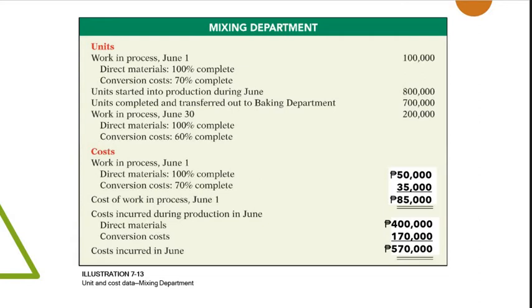So, here it is. Okay, the units is 100,000, remember? So, the work in process, its direct materials is 100%, and its conversion is 70%. Units started into production during June is 800,000. So, units completed and transferred out to the baking department is 700,000. So, the work in process on June 30, you remember, our direct materials is 100% and the conversion cost is 60%. So, how would you convert it into the cost data? Its cost data, direct is 100. So, the total amount is 50,000.